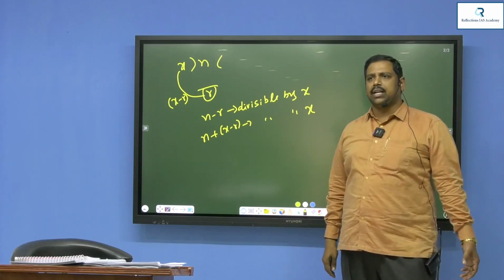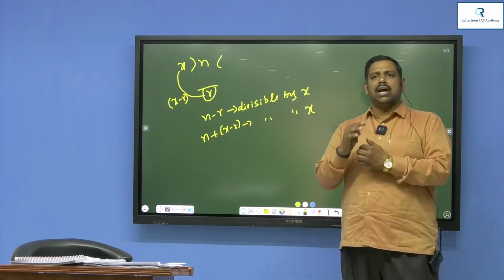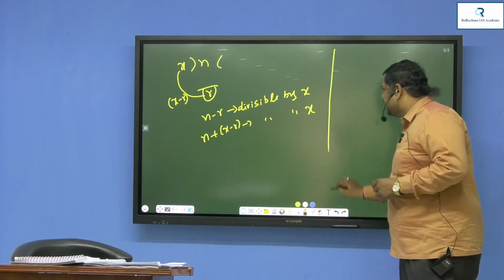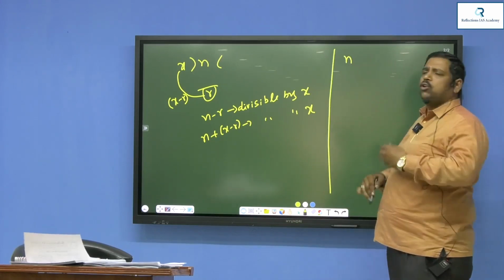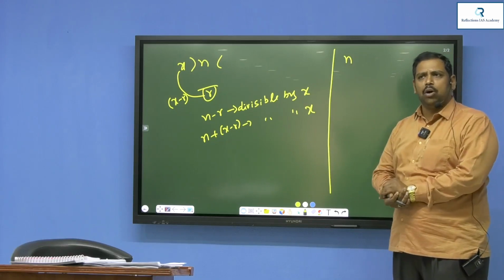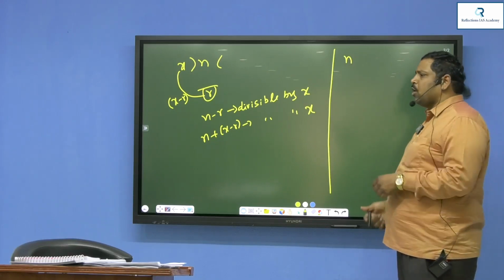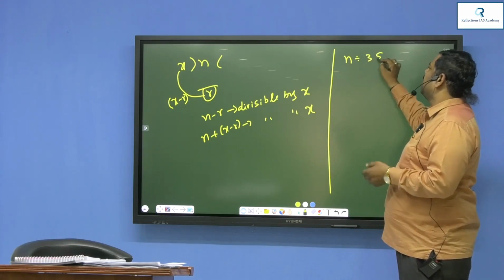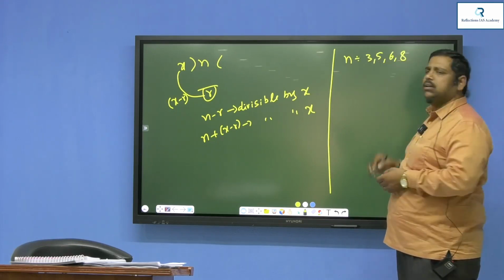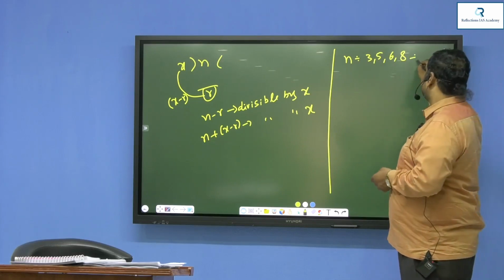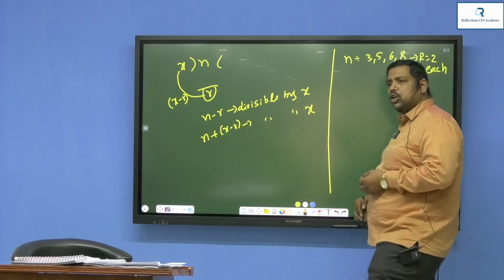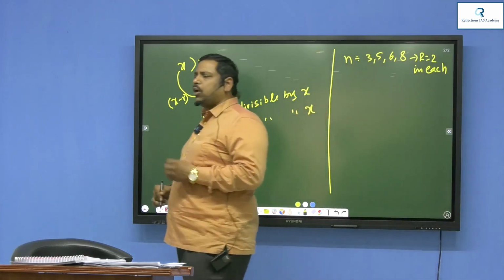Okay, these 2 points are helpful for you in LCM and HCF. Right, good. So now I will change the framing of the question. Find the least value of n such that n on division with 3, 5, 6, 8 leaves a remainder of 2 in each case. What is the remainder in each case? 2 in each case.